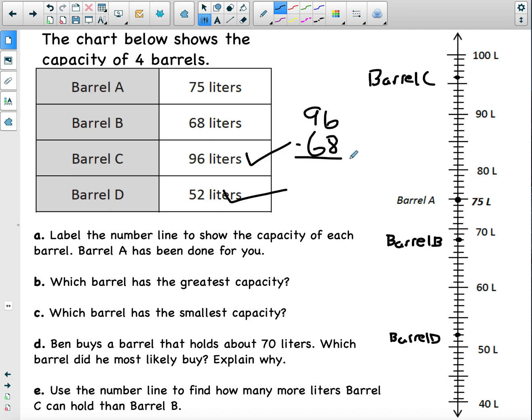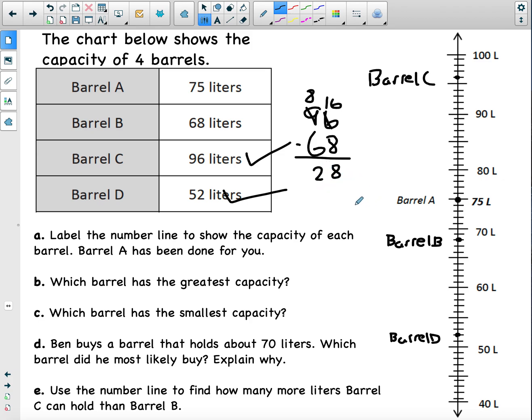So I had to do some regrouping here. 6 minus 8 I cannot do because 8 is greater than 6. I can't take away 8 from 6. So I'm going to go over to the tens place and regroup. 9 tens actually becomes 8 tens because I'm regrouping 1 ten from the tens place to the ones place. So if I add a 10 to 6, 10 plus 6 is 16. So now I have 16 ones. 16 minus 8 is 8. 8 minus 6 is 2. So I have 28 more liters.